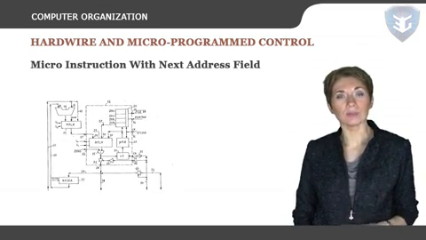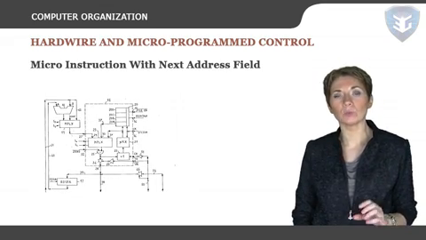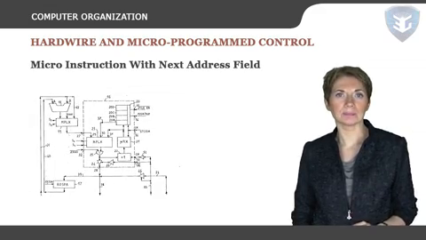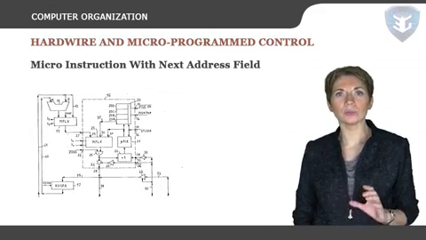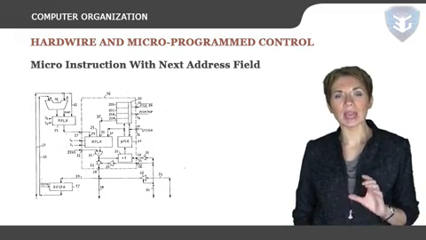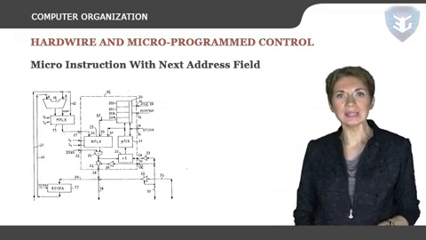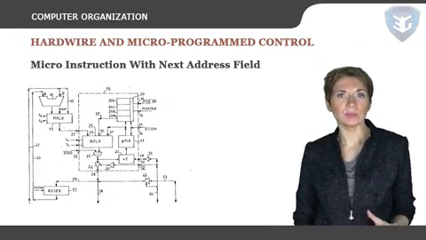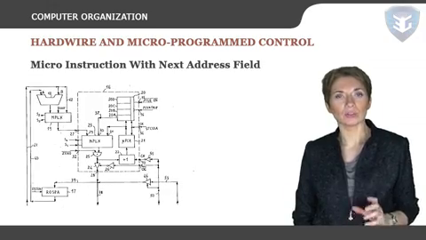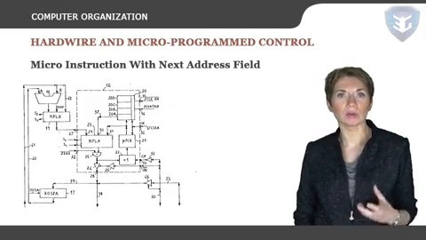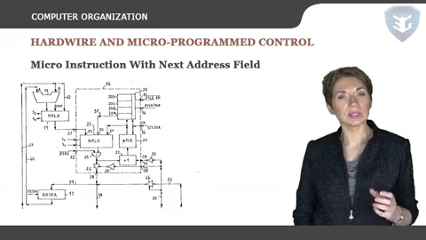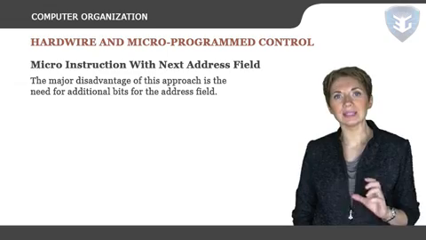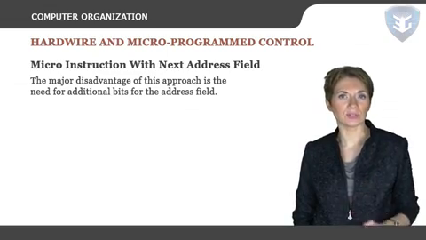As an alternative, one may consider a scheme in which each microinstruction includes some branching capability. The simplest approach is to include an address field as part of every microinstruction, to indicate the location of the next microinstruction to be fetched. This means, in effect, that every microinstruction becomes a branch microinstruction, in addition to its other functions. The major disadvantage of this approach is the need for additional bits for the address field.